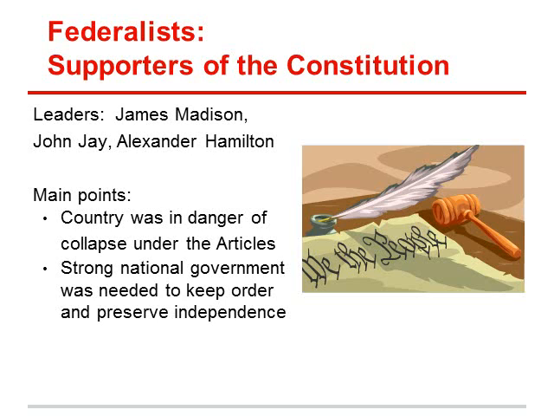Now, their two main points in favor of the Constitution were, number one, the country was in danger of collapse under the Articles. They looked at events like Shays' Rebellion and believed that without a strong national government, the United States might cease to exist entirely. And secondly, that a strong national government would keep order and it would preserve the independence that so many people had fought for during the Revolutionary War.